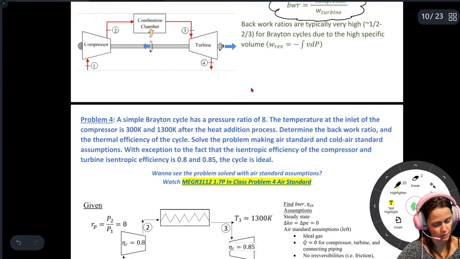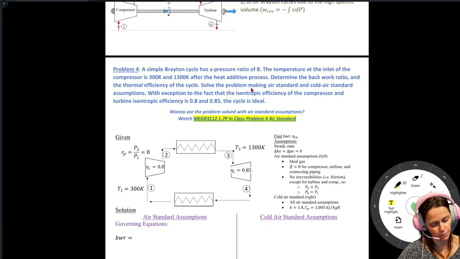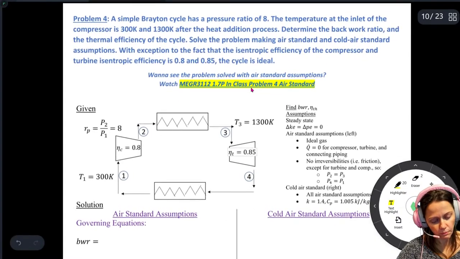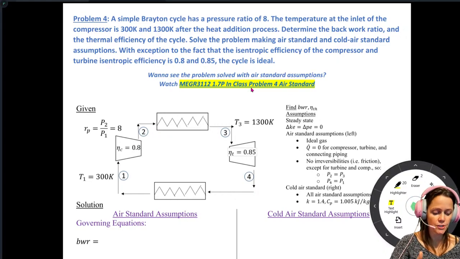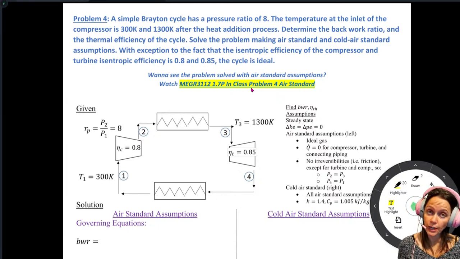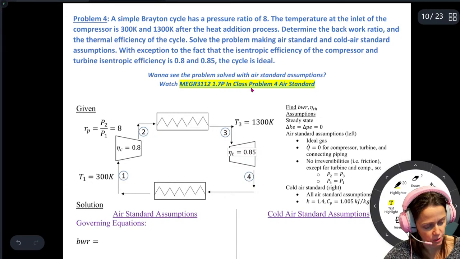Let's work the first problem. So we have a simple Brayton cycle and it has a pressure ratio of 8. So I went ahead and drew my simple Brayton cycle. I've got a compressor, a couple of heat exchangers, and a turbine. So from 1 to 2, ideally you'd have an isentropic compression process. Then from 2 to 3, you'd have a constant pressure heat rejection process.